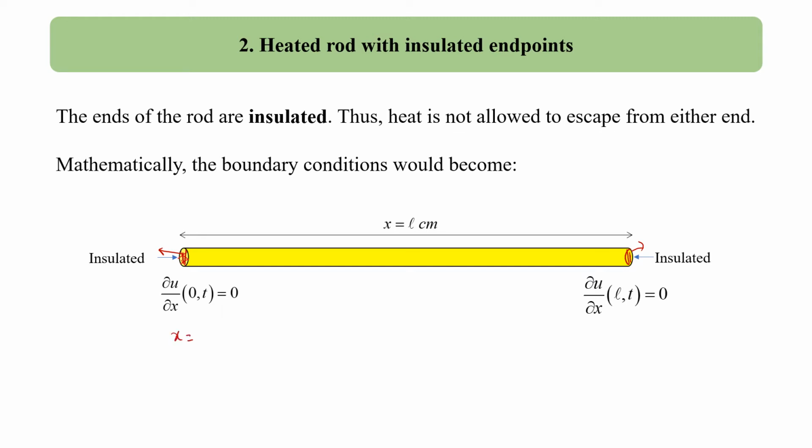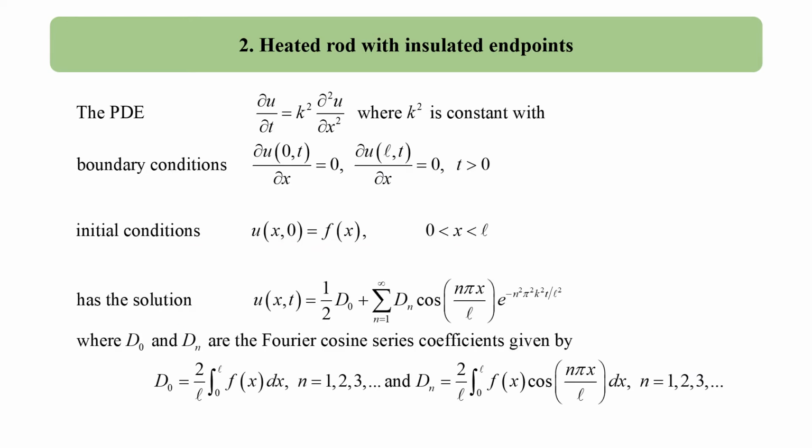When x equals 0, the boundary condition becomes del u over del x equals 0, and when x equals L, the boundary condition, which is del u over del x, becomes 0. We can simplify this, where the PDE of the heated rod is the same as before, where del u over del t equals k squared del squared u over del x squared, where k squared is a constant, with the boundary condition being the first order partial derivative equal to 0 when x equals 0 and x equals L.